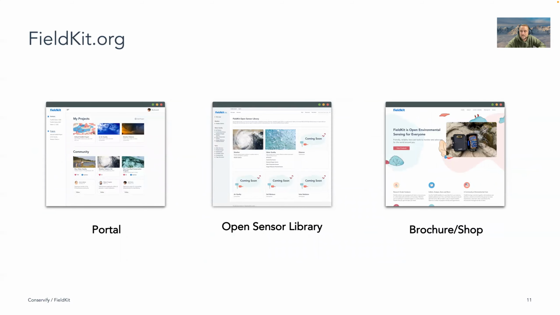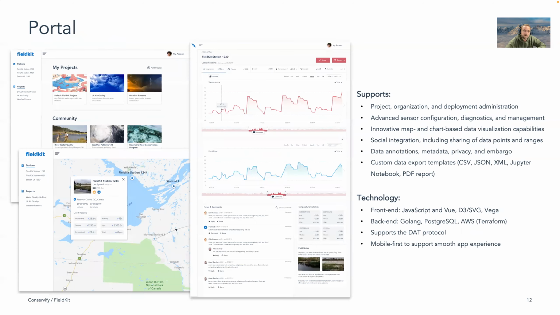The last bit is the website. If you go to fieldkit.org, you're going to see the data portal. You'll see, coming soon, an open sensor library. We really want to document everything we've learned about sensor types and put that information out for anyone to learn from. And then there's our regular website that has our blog and things like that on it.